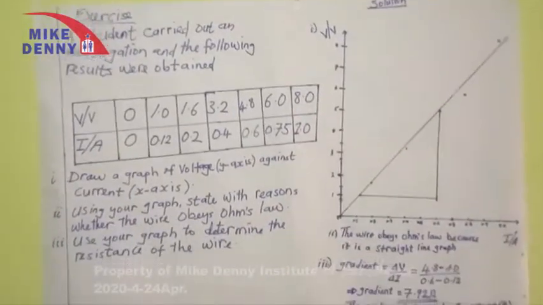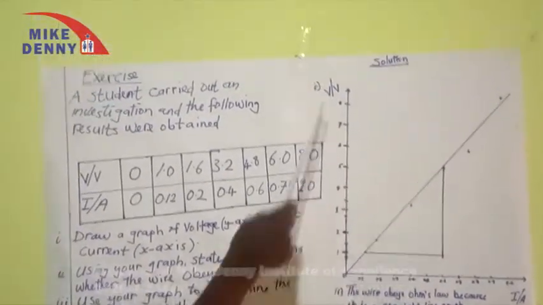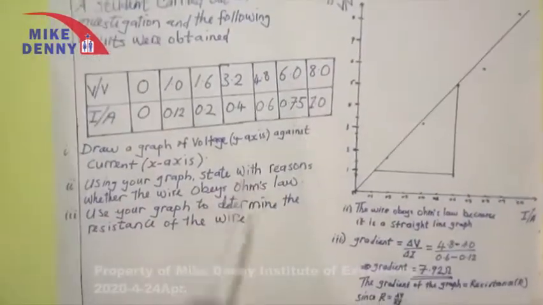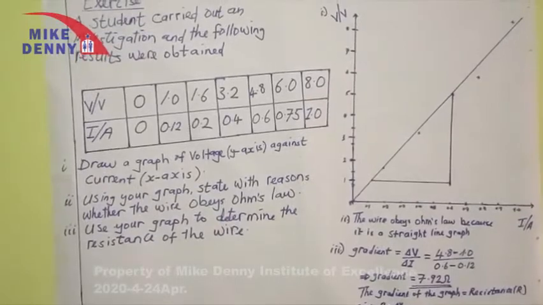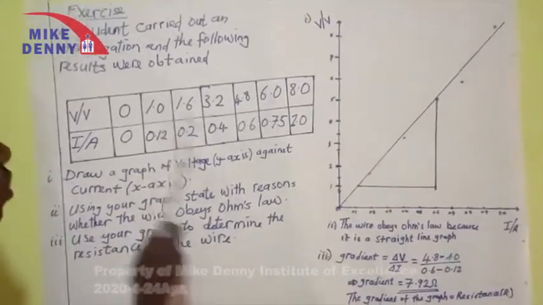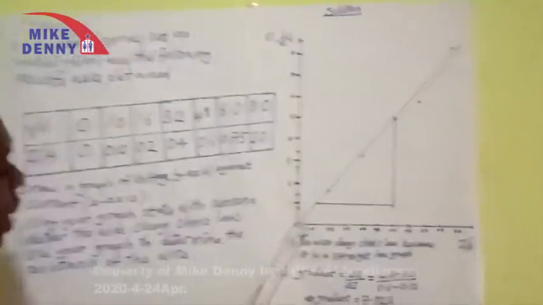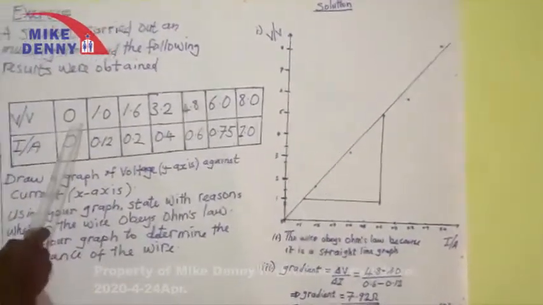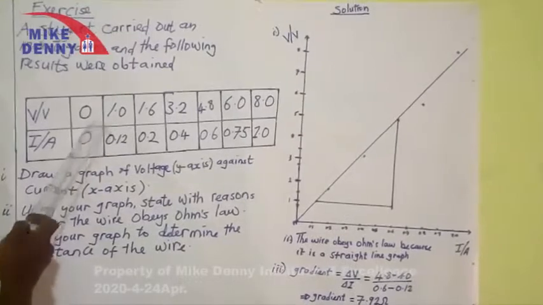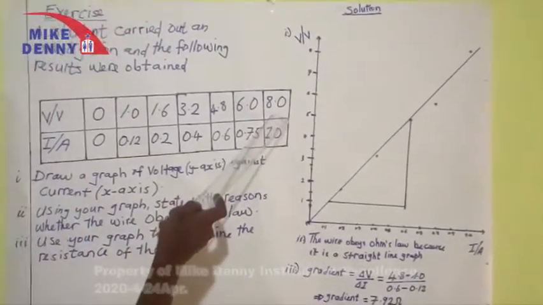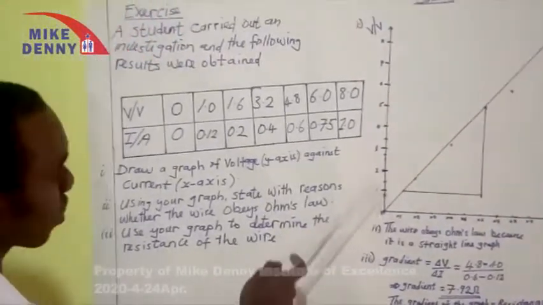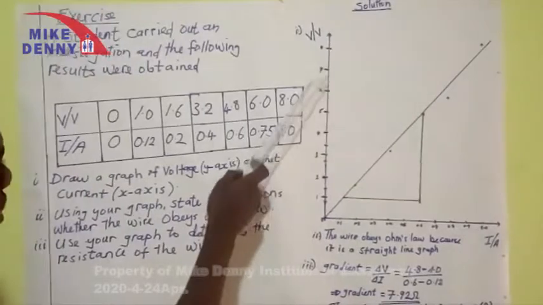Here you are going to calibrate your axis. The y-axis is going to carry the voltage from 0 up to 8. Therefore, we take an interval of 1. You don't just go and pick these values and plot on the graph. You take an equal interval of scale. For example, the smallest value is 0 and the highest value is 8. Therefore, we need at least 8 spaces to plot our graph. That is why I put 1, 2, 3, 4, 5, 6, 7, 8.